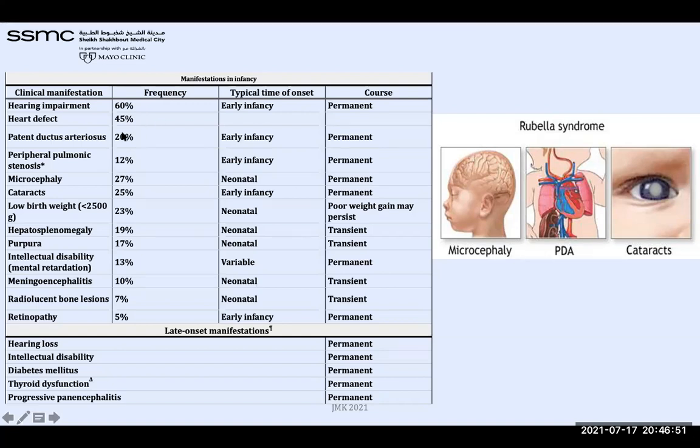So this is a very common question in many exams about the clinical manifestations of rubella. They give different congenital heart diseases and ask which one is the most common.